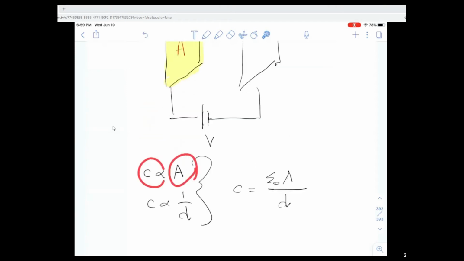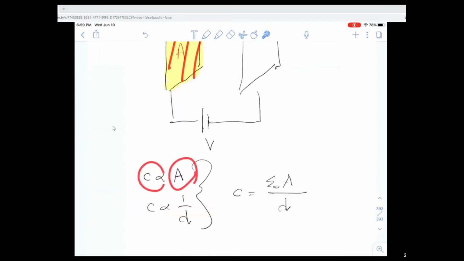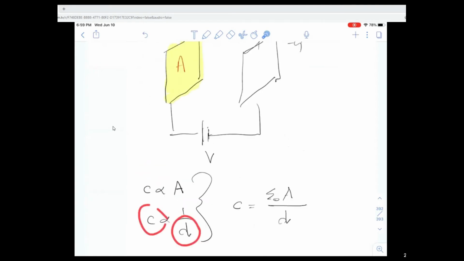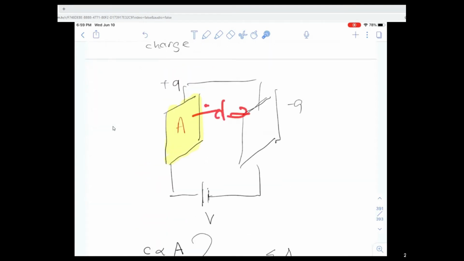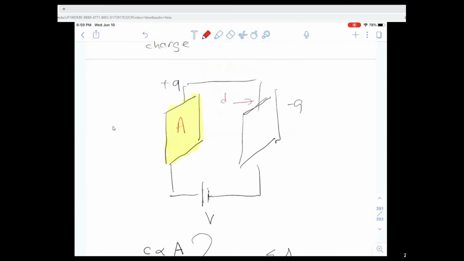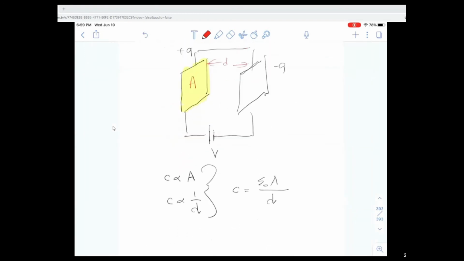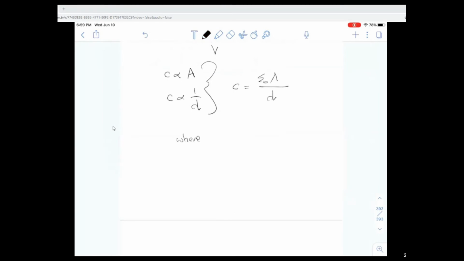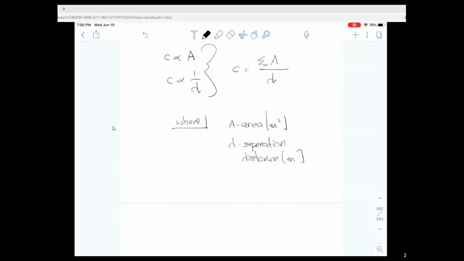Okay, so onion powder aside, what do we know? Capacitance depends on the area. Larger the surface area is, larger the capacitance is, so more charge is going to be able to hold. And it's going to be inversely proportional to the separation distance, which means that the closer these two surfaces are, the more charge is going to be able to hold. D represents the separation distance between the plates. A is the surface area. D is the separation distance between two oppositely charged regions.